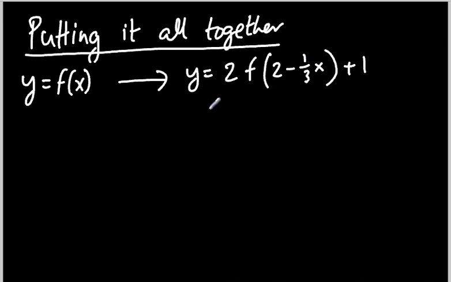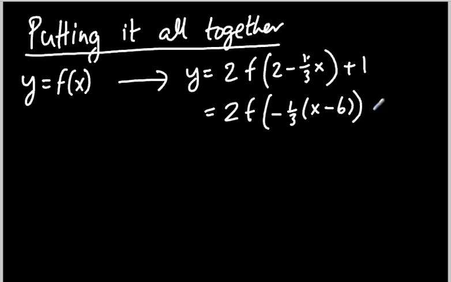So remember, step number 1 is really to factor what's inside of the f. So I put 2 f of, and when you're factoring, factor out the coefficient of x. The coefficient of x in this case is negative 1/3. If I factor that out, it's x minus 6, plus 1. Why is it minus 6? Well, negative 1/3 times x is negative 1/3 x, and negative 1/3 times negative 6 is positive 2. So that's how you do it.